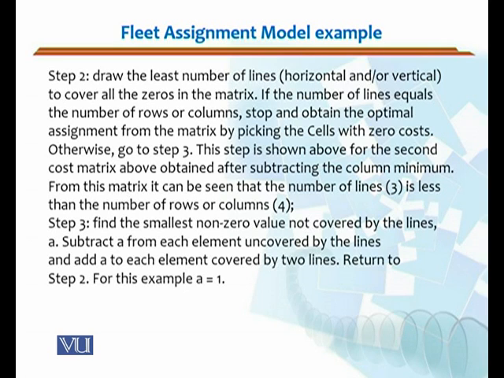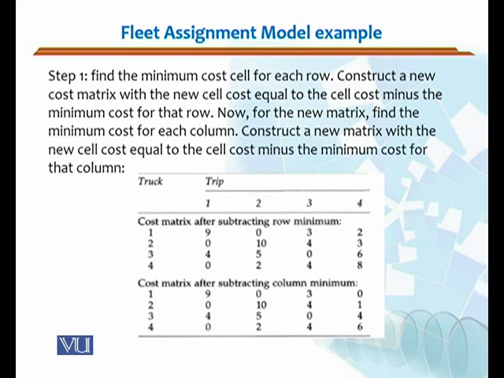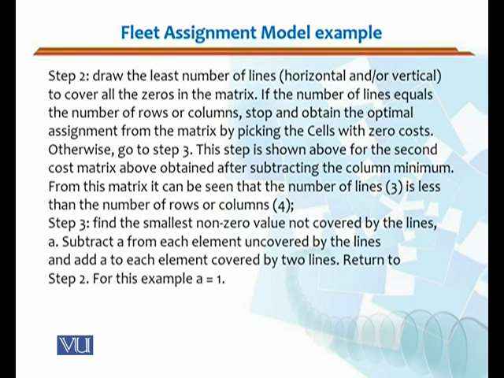Now there is step 2. Draw the least number of lines, horizontal or vertical, to cover all the zeros in the matrix. You have to use the minimum number of lines. A line can be horizontal, a line can be vertical. If the number of lines equals the number of rows or columns, in our case, how many columns do we have? We have 4 columns and 4 rows.